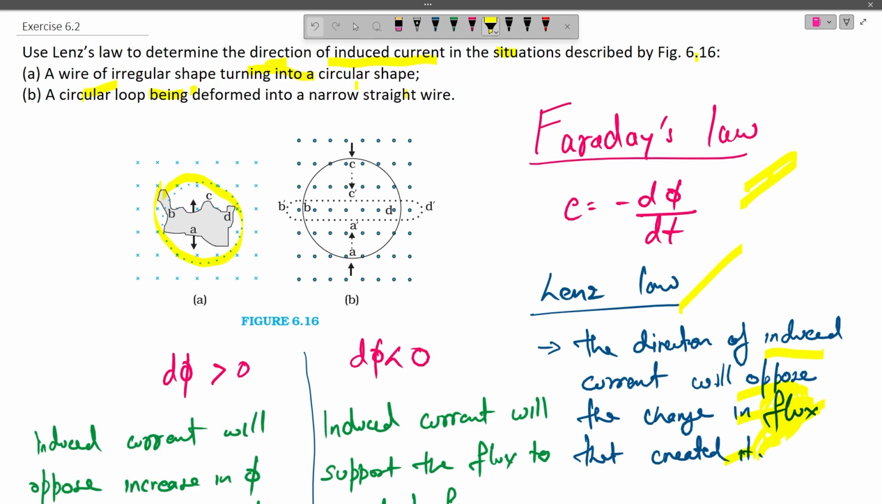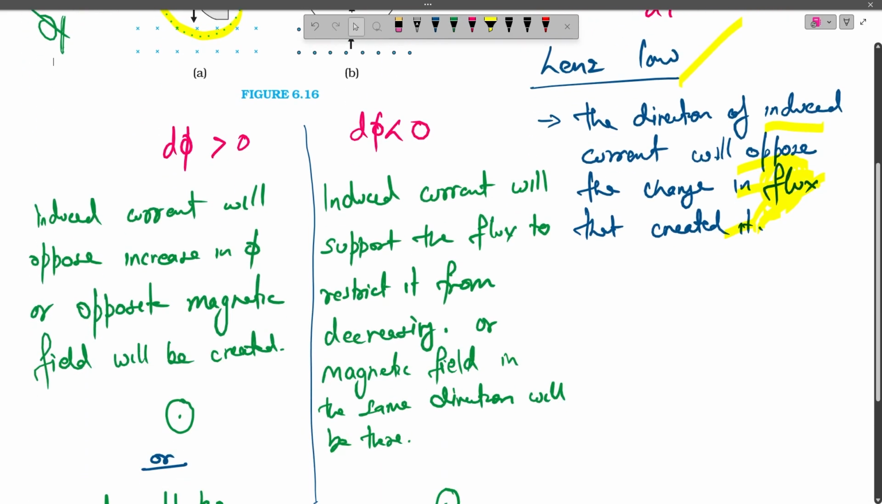So in the first case, we see that when the irregular shaped wire turns into a circular shape, the area will increase, as flux was defined as B dot A. So since area will increase, phi will increase. So the induced current will oppose the increase in the flux, or an opposite magnetic field will be created.